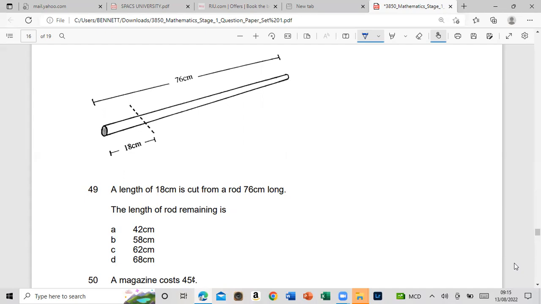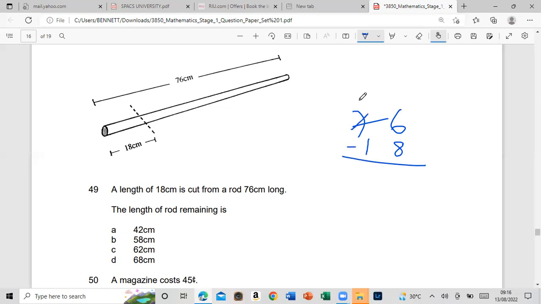58 centimeters. 58, right? Very good. So you just subtract, right? Because if it measures 76 and you cut off 18, you just subtract 18 from it, right? 8 from 6 you can't. So you borrow 1, put the 10, so you get 16 now. 16 minus 8, that's 8. Because 6 remain now. We subtract 1 from 6, which is 58. All right, very good. All right, so let's move on to 50.